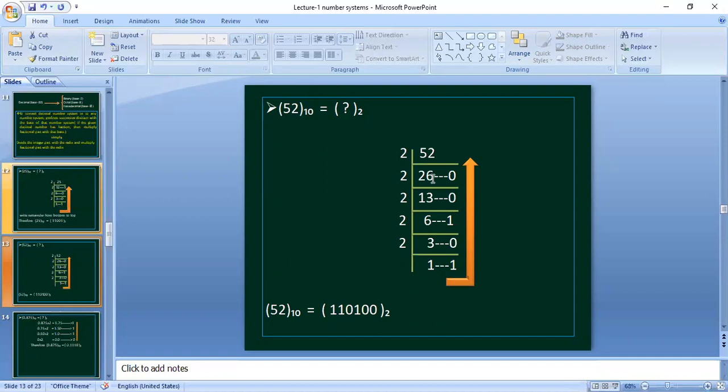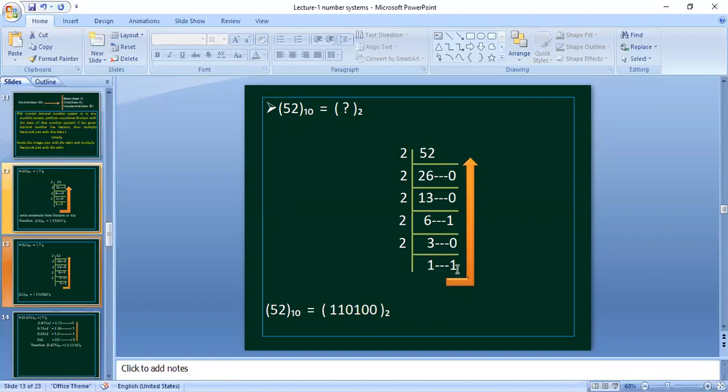So 2 26s are 52. What is the remainder here? 0. 2 13s are 26. What is the remainder here? 0. 2 6s are 12. What is the remainder here? 1. Again 2 3s are 6. What is the remainder here? 0. Again 2 1s are 2. What is the remainder here?